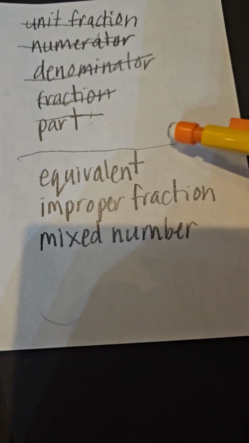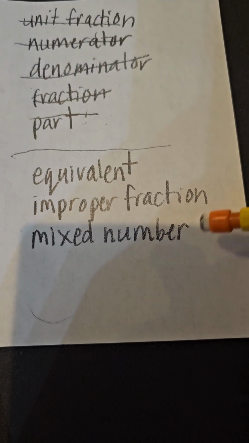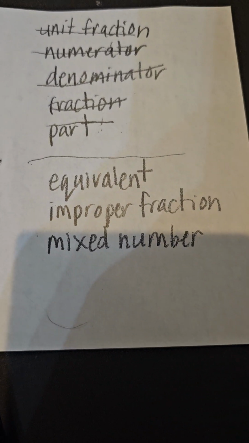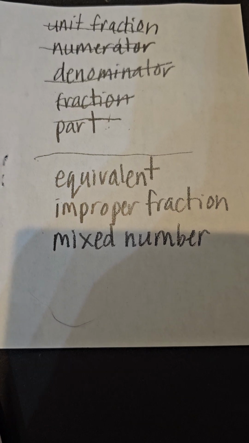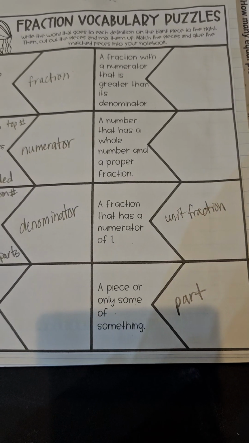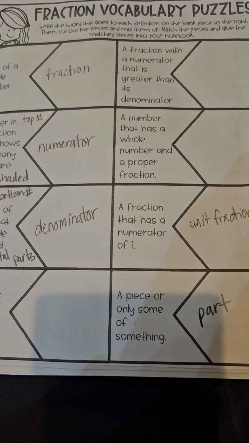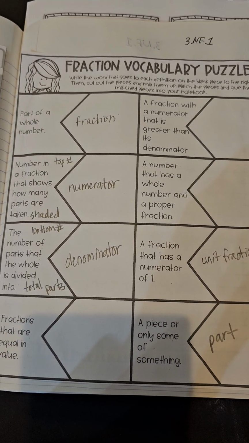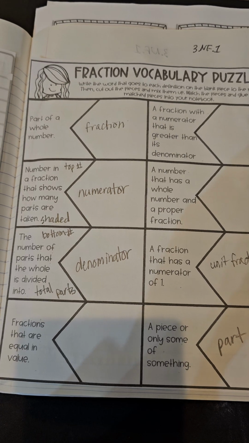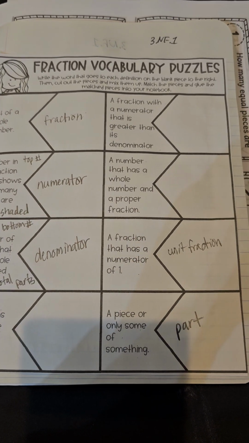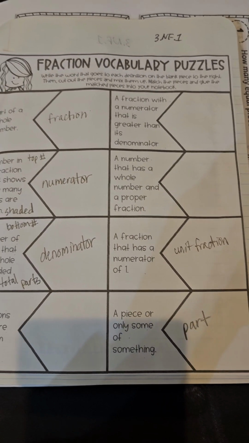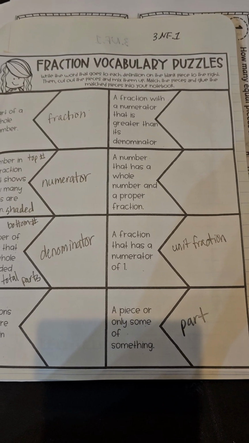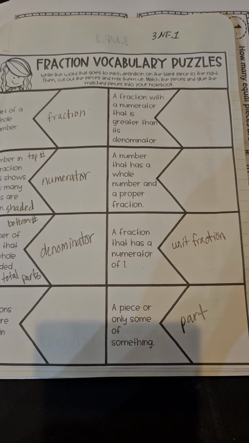Now let's look at these words: equivalent, improper fraction, mixed number. Pause the video, see if you can figure out the last 3 definitions. All right, so you should have paused and tried to figure out those. On these, if you make a mistake, you just erase and put in the correct thing. We're not checking with the pen or anything like that. We're doing these together. Okay.